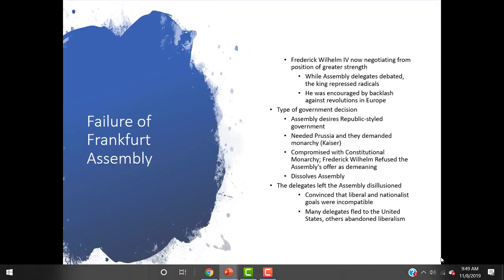Frederick William IV began negotiating from what he thought was a position of strength. While the delegates at the assembly debated, the king began to try to put down the radicals. He was encouraged by the backlash against the revolutions in Europe. Did the assembly desire Republican-style government? Yes, it did. But it needed Prussia, and Prussia demanded a monarch, the Kaiser. So they compromised with a constitutional monarchy, and Frederick William refused the assembly's offer as being demeaning. So he dissolved the assembly. The delegates all left not very happy, convinced that the liberal and nationalist goals were incompatible. A lot of the people fled to the United States, and others simply abandoned liberalism altogether.